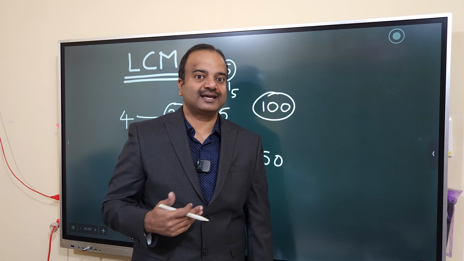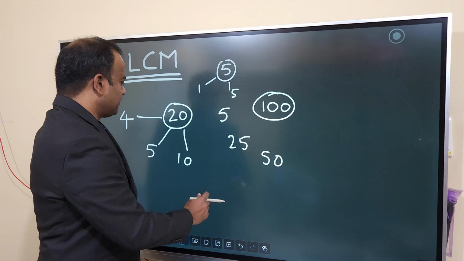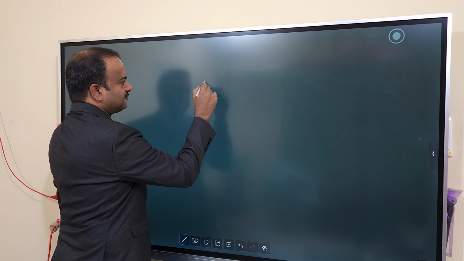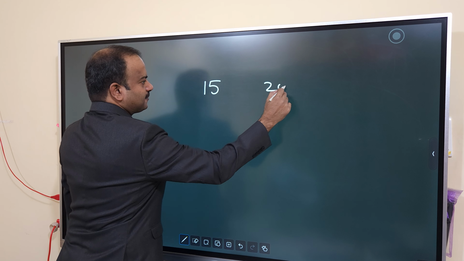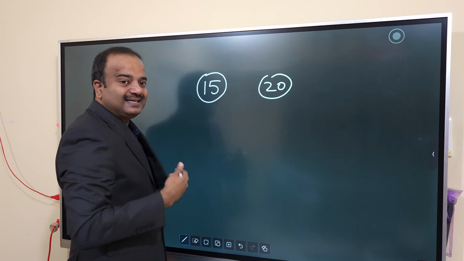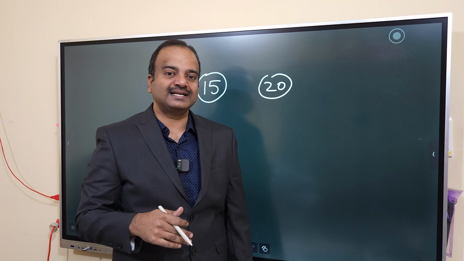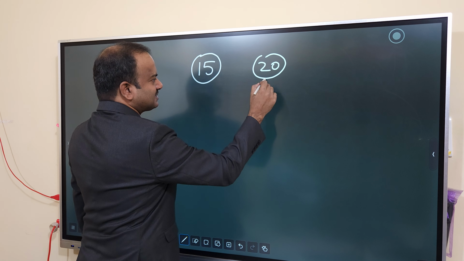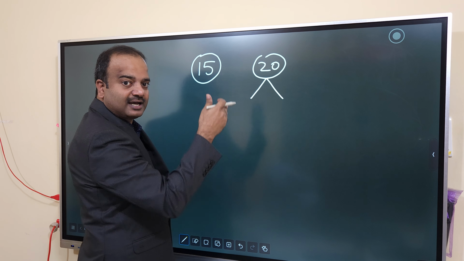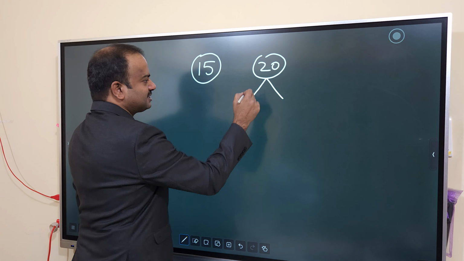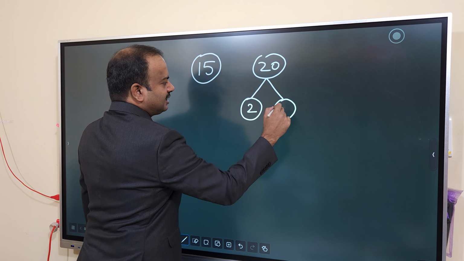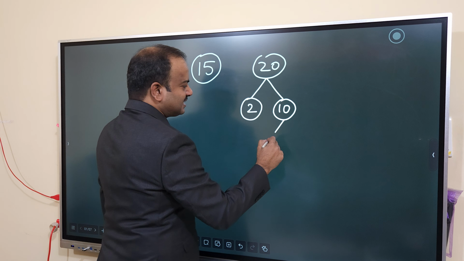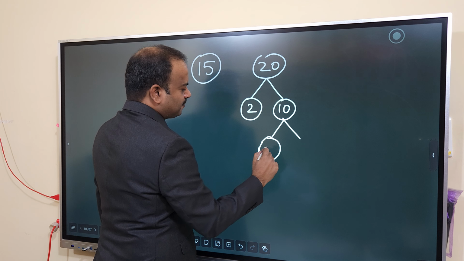Now let's try to understand LCM, least common multiple. To do that, I'll take two numbers, 15 and 20. You need to find the least common multiple of these two numbers. Let's try using prime factorization. Prime factorization is nothing but taking the number and dividing it as deeply as possible. So 20 you can write as 2 and 10, 2 tens. Again 2 will not go into it, 2 is the least prime. Now this 10 you can further divide as 2 and 5.